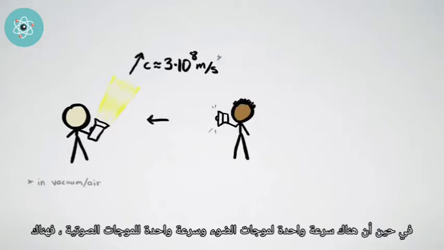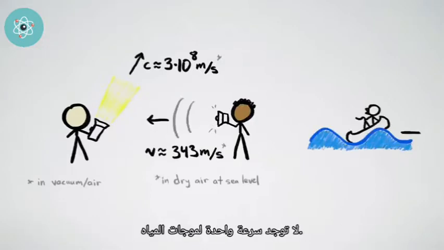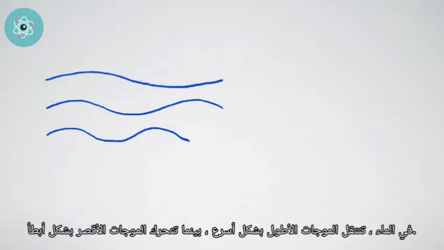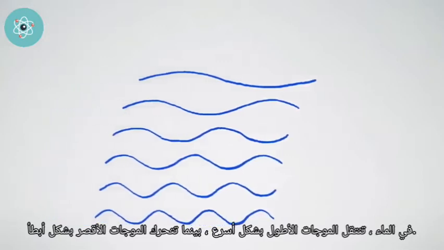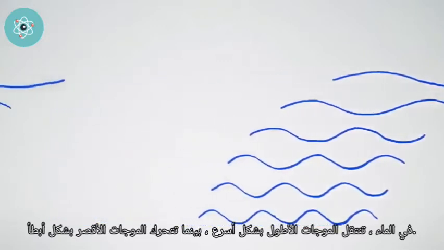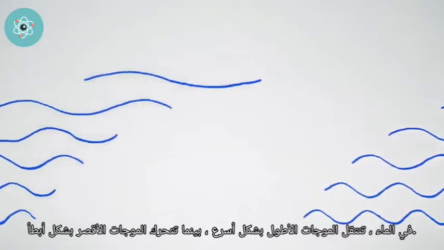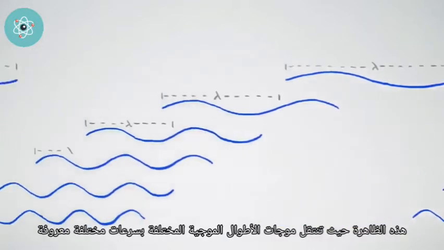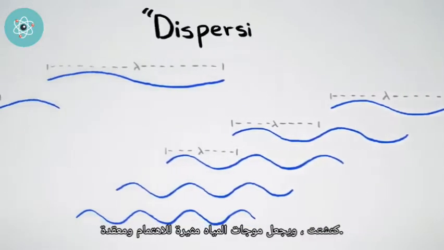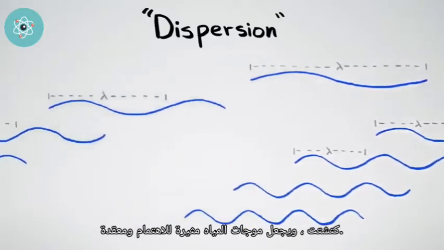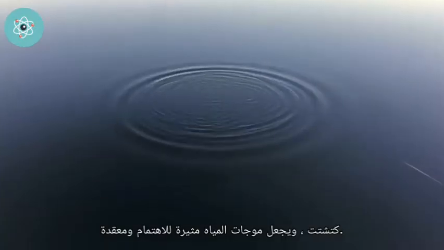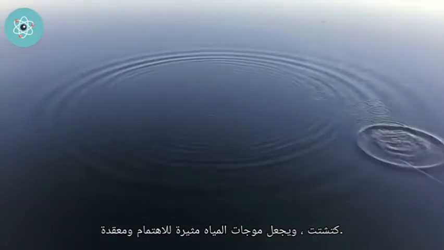While there's a single speed of light waves and a single speed of sound waves, there is no single speed of water waves. In water, longer waves travel faster, while shorter waves travel slower, at least for waves that are bigger than a few centimeters. This phenomenon where different wavelength waves travel at different speeds is known as dispersion, because waves of different speeds disperse from each other, and it makes water waves both interesting and complicated.